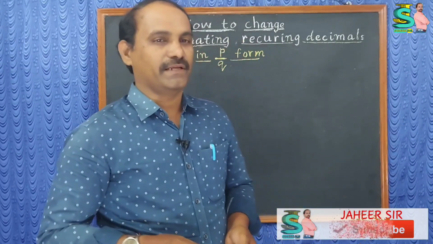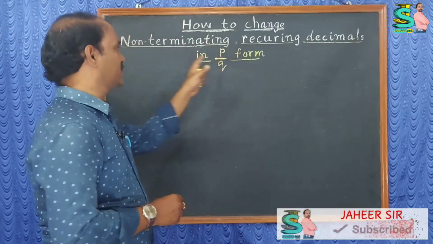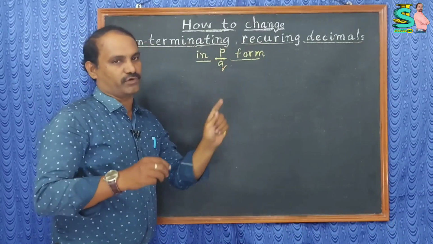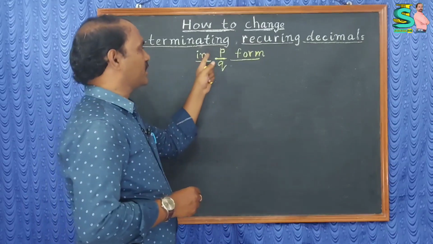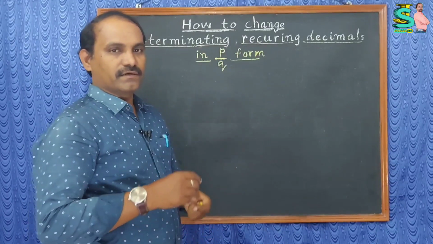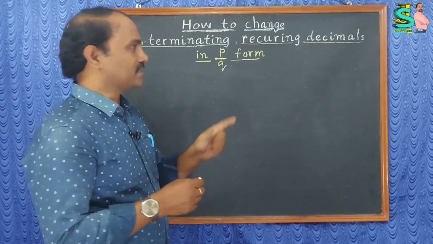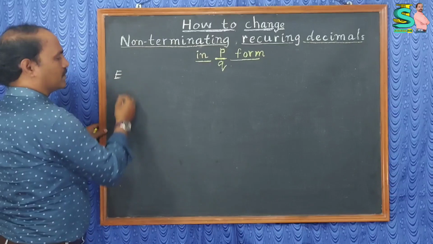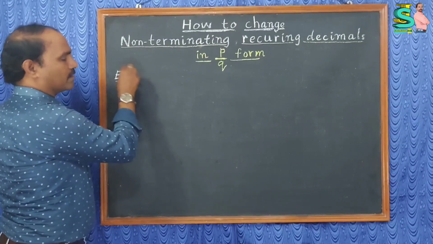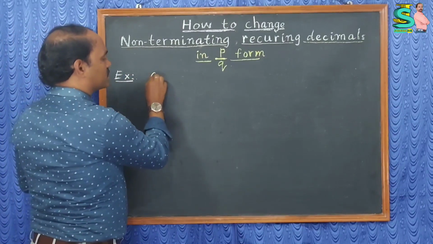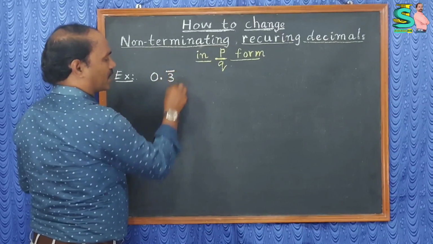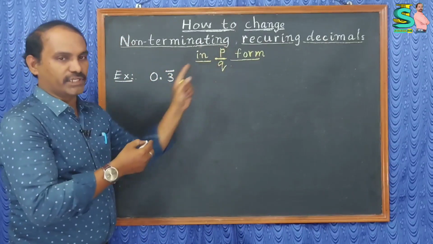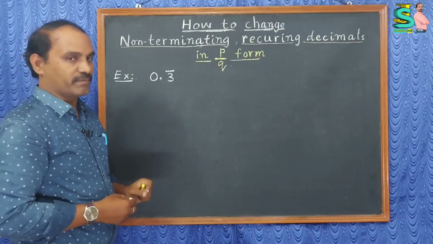Today I am going to explain how to change a non-terminating recurring decimal into p by q form. What is a non-terminating recurring decimal? A recurring decimal is also a rational number. Let us check. For example, 0.3 bar. What does it mean? This one is a non-terminating recurring decimal. How can we change it into p by q form?